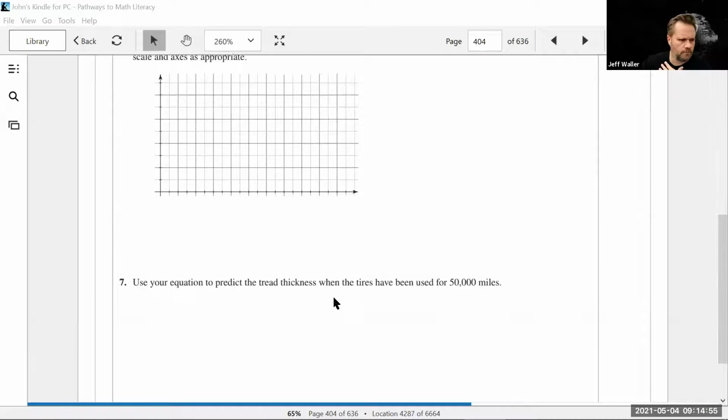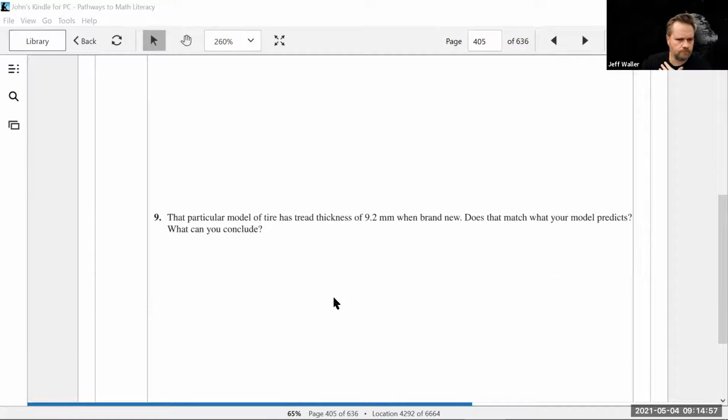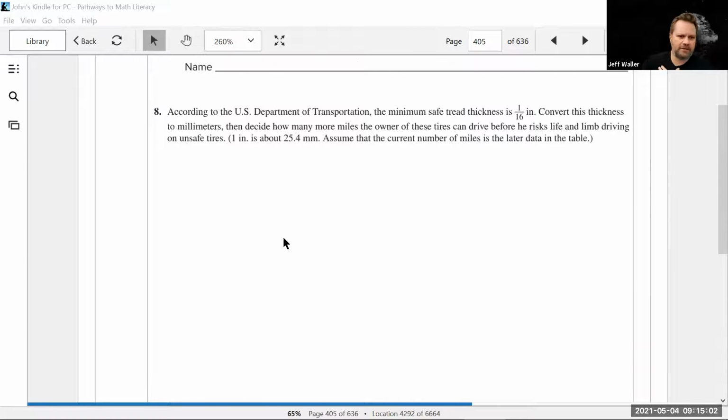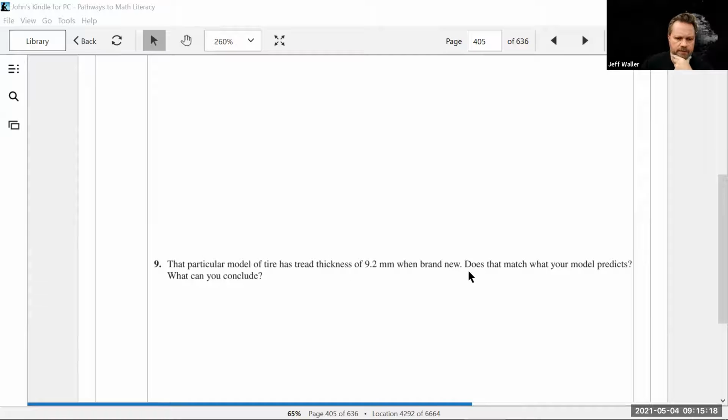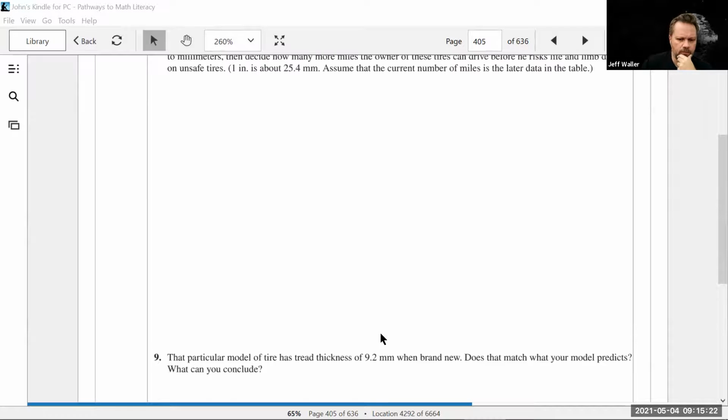Number 9. Oh, well, I mean, again, you got to get the equation put together before you can do everything. The answer to number 8 is going to be the number of miles before it's unsafe, right? Mm-hmm. And then number 9 says, well, let's see. Wait, what is that?